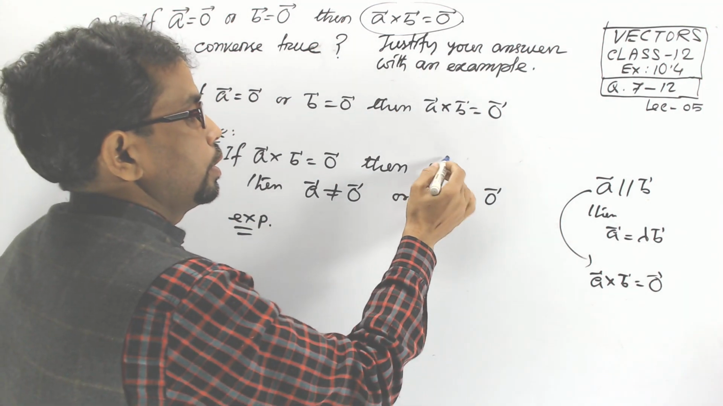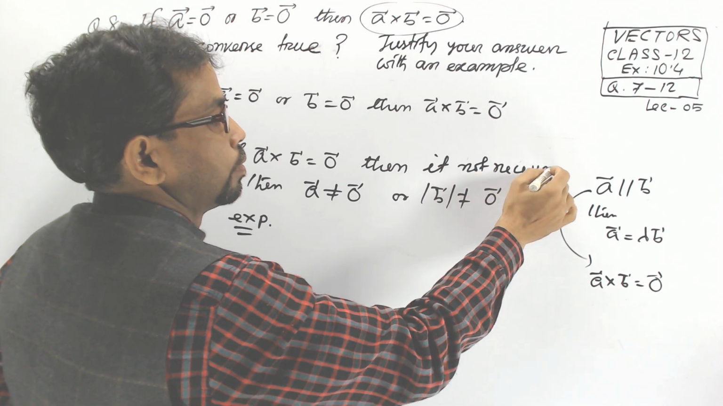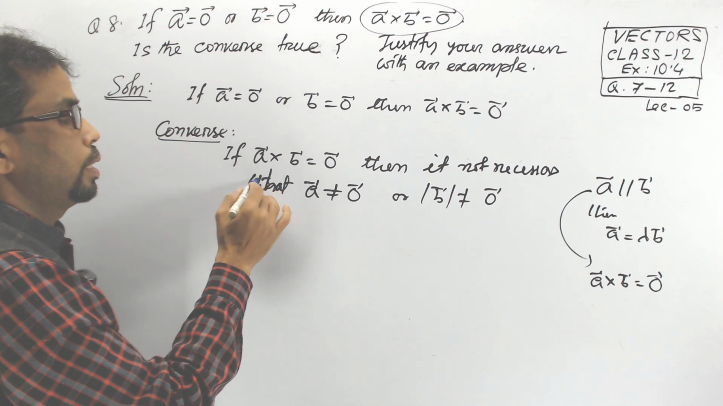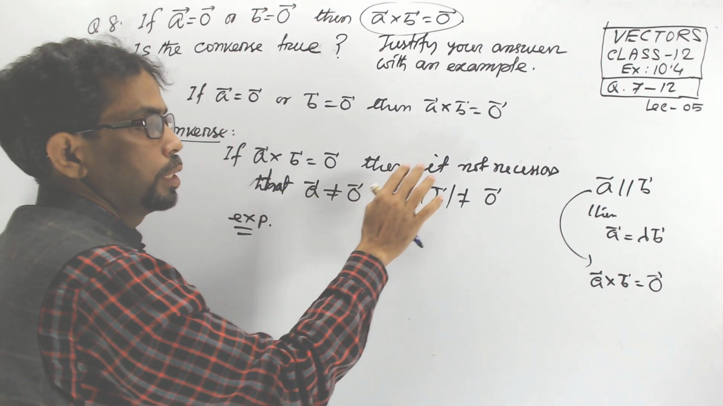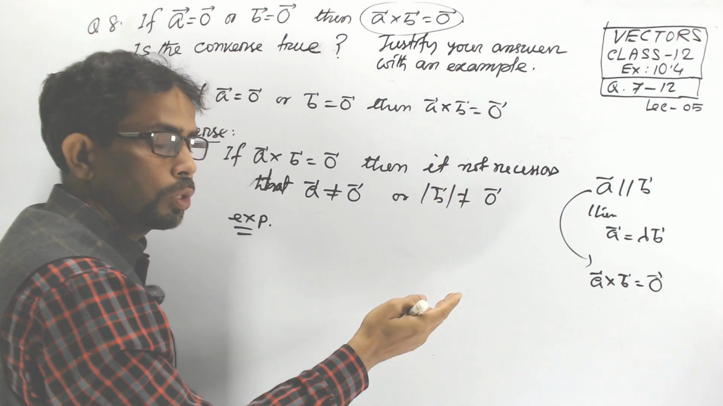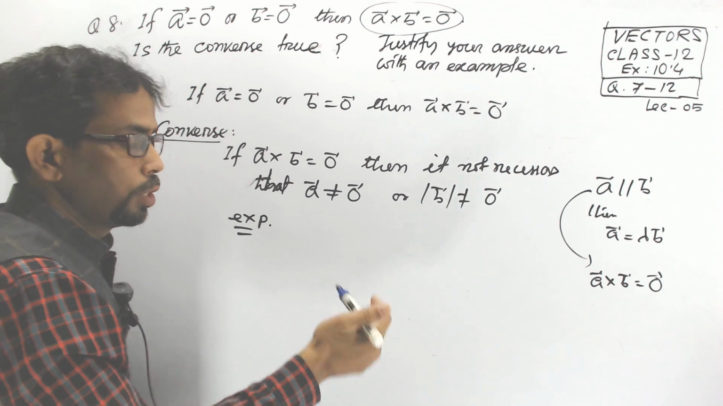It is not necessary that we can write the answer like this. If cross product is 0, then it is not necessary that vector a must be 0 or vector b must be 0. We can show with example two non-zero vectors in which their cross product is a 0 vector.